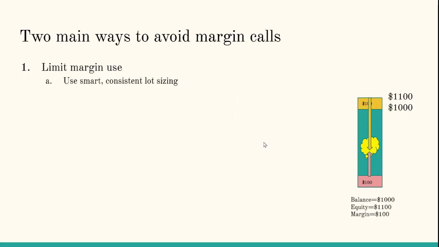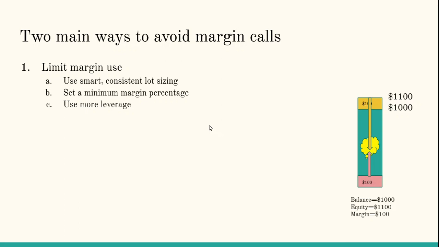How can we do that? We can use smart, consistent lot sizing. And that is the means of setting up your lot size so that your margin use is kind of under control. You can set a minimum margin percentage. That would be a question of if your margin call level is at 100%, then you can set a rule for yourself that says if we get below 500%, we're not going to take any more trades. So leaving yourself buffer.